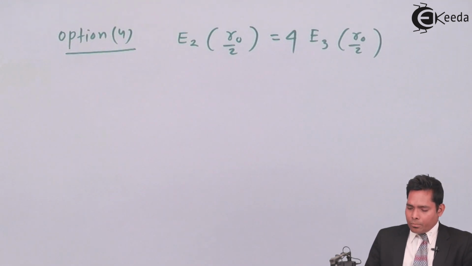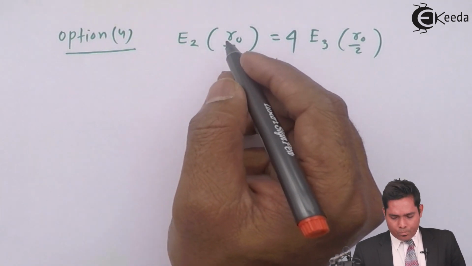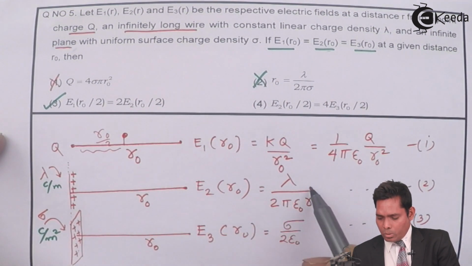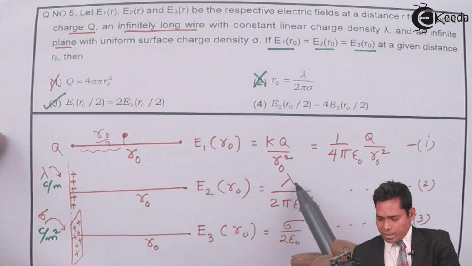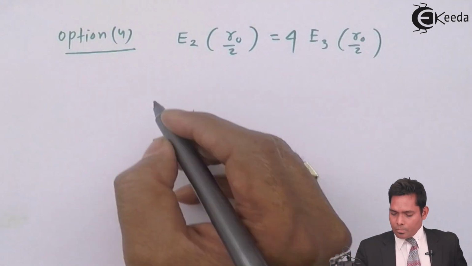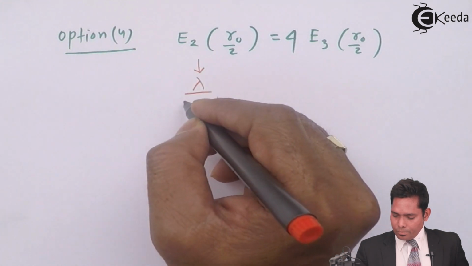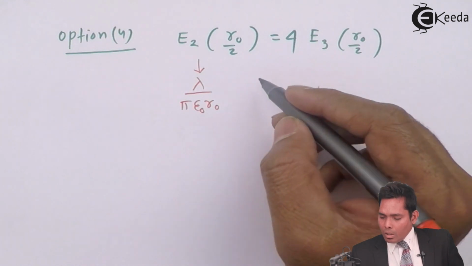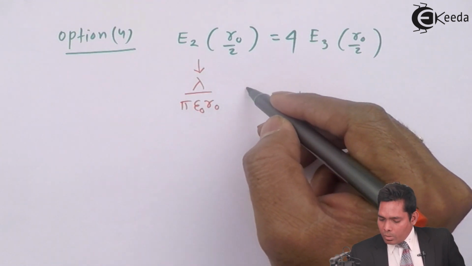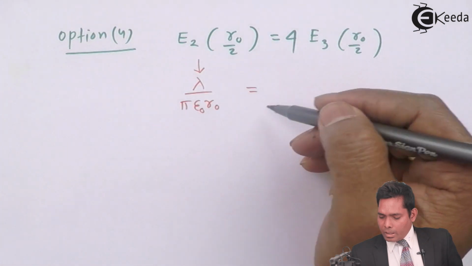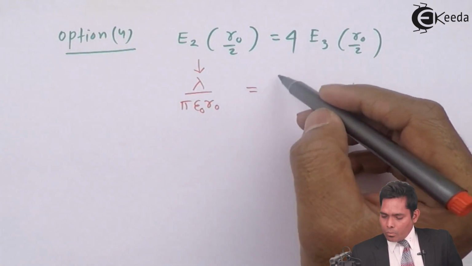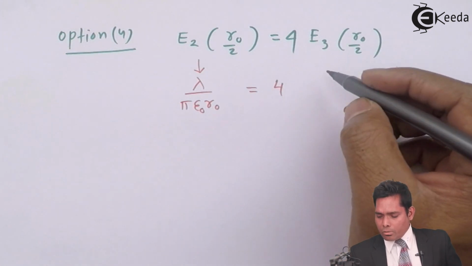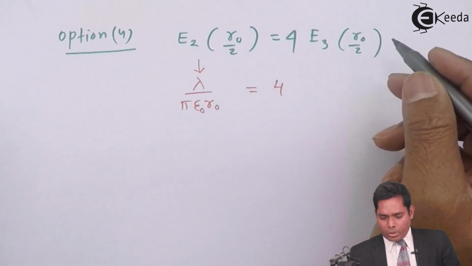To do that, again E2 R naught by 2, you can see here E2 R naught is this one. I am directly writing this as lambda upon pi epsilon R naught, because the 2 will cancel out. This equals, I'm just checking whether they come out equal or not, 4 times, I'm assuming that they are equal, E3 R naught by 2.